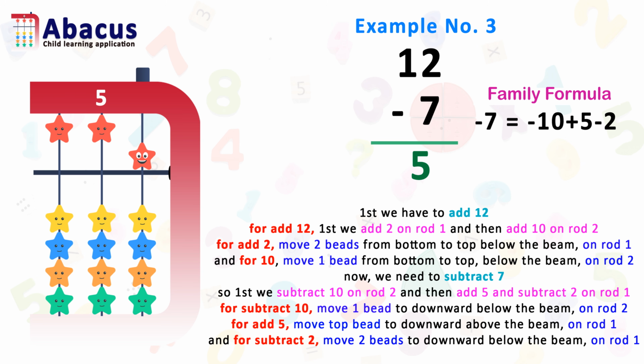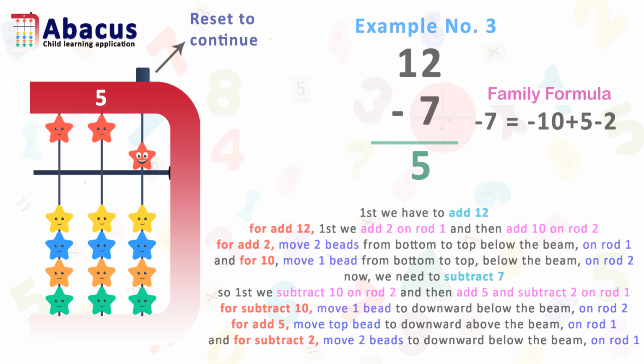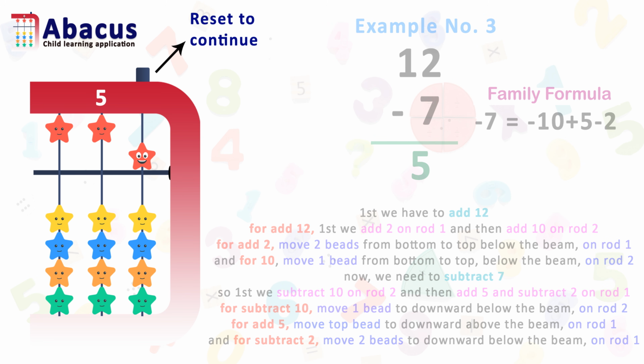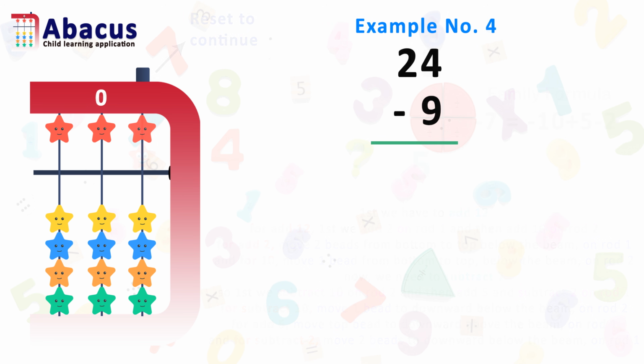First, for add 12, we added 2 on rod 1 and added 10 on rod 2. Then for subtract 7, we subtract 10 on rod 2, then add 5 and subtract 2 on rod 1. Let's reset and go to the next example. Here is example number 4, 24 subtract 9.